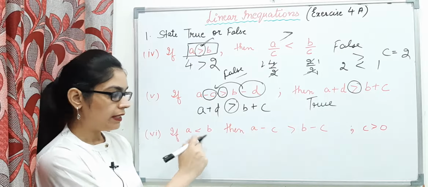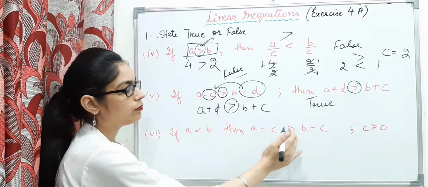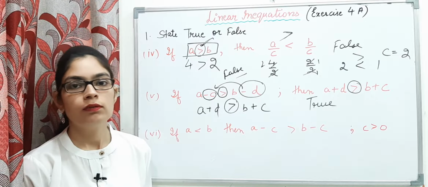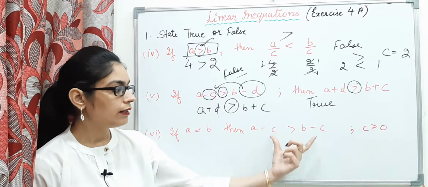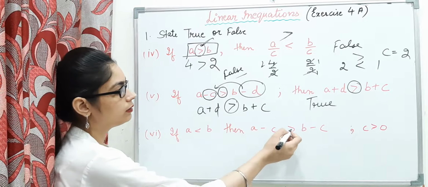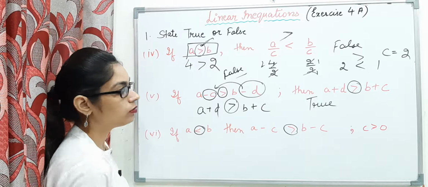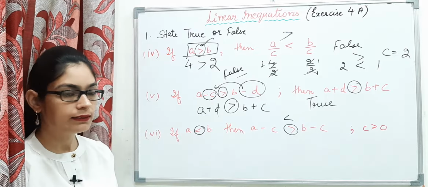Last one, if A is less than B, then A minus C will be greater than B minus C. From the rules of the first one we have done, we have learnt there, if we are subtracting the same number from both the sides of the inequation, then the sign of the inequality should remain the same. So here it should also be less than. We can take an example also.